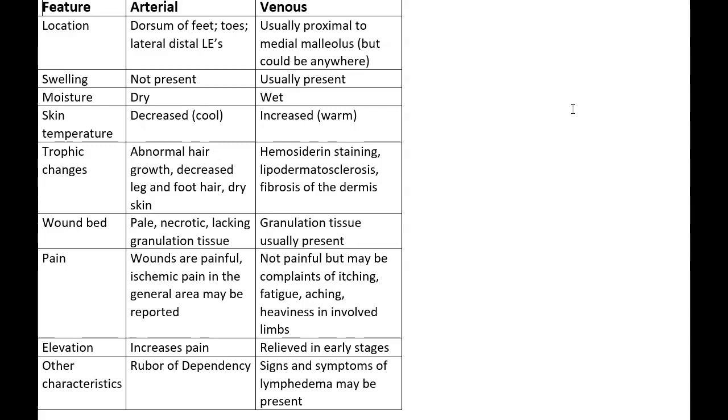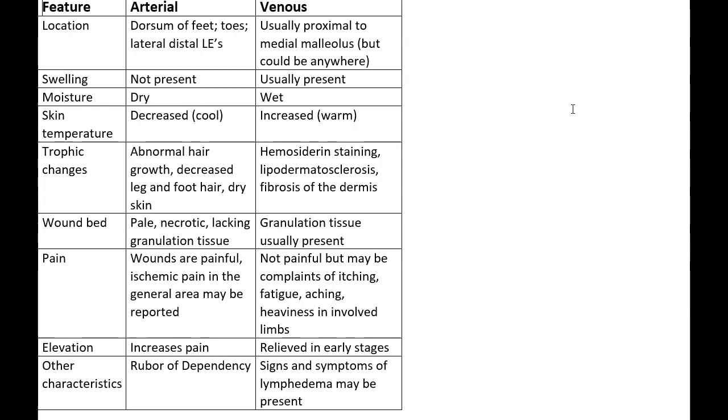So the location of the wounds in arterial very frequently, it could be the dorsum of the foot, could be the plantar surface of the foot as well, like under the met heads. The toes, because that's the distalmost part. So if there's not enough blood flow to sustain tissue being alive, that's where it's going to start, at the toes. And very frequently along the lateral side portions of the foot.